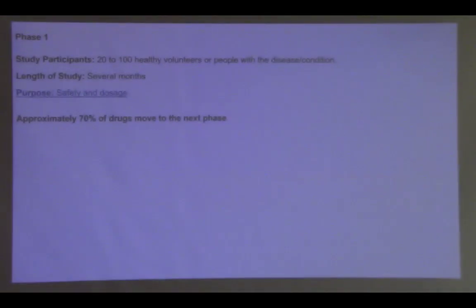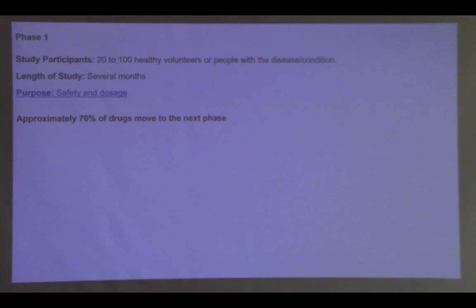Here's where we're going to look at the different phases briefly. So phase 1, typically very small, 20 to 100 participants. They can be short or several months long. Sometimes they're inpatient. Some are outpatient but closely monitored while the medicine is being introduced to the human.